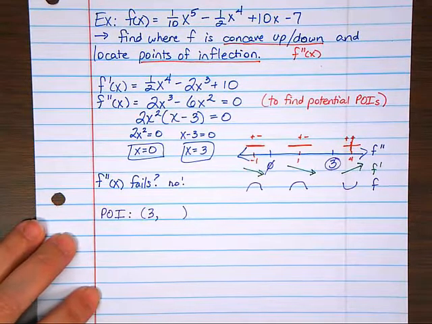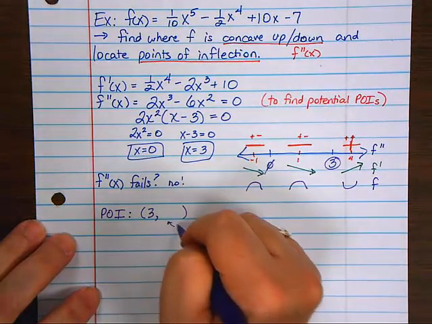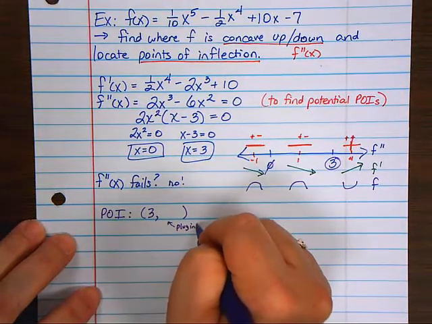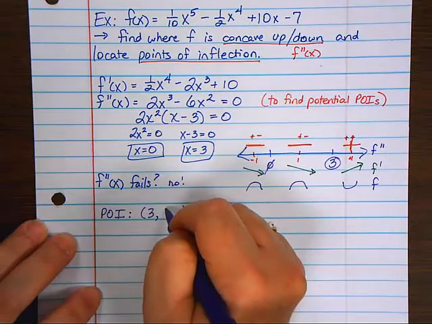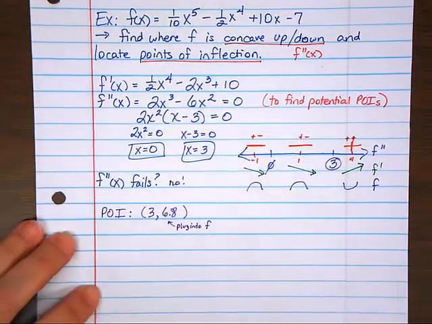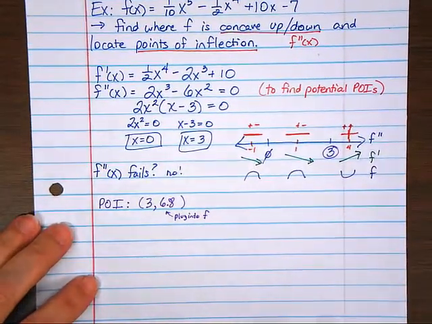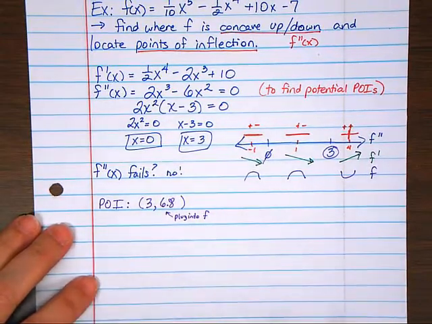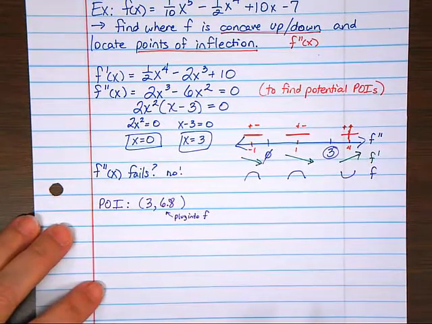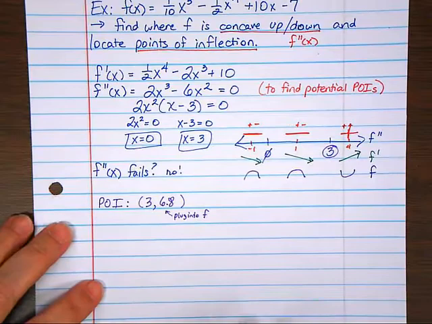Which equation do I plug it into to find what goes with 3? The original. Plug into f to get it, and I'll tell you what the answer is because I don't want to take the time. It's 6.8. So the point of inflection is at 3, 6.8. That's where it changes concavity.